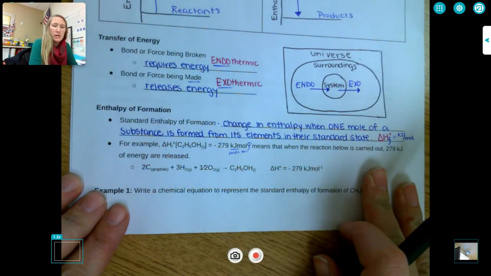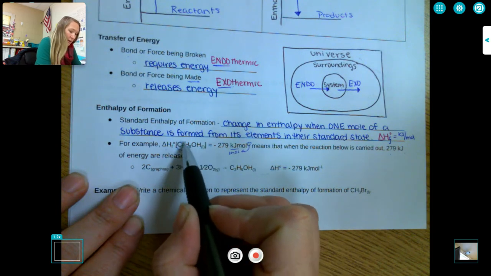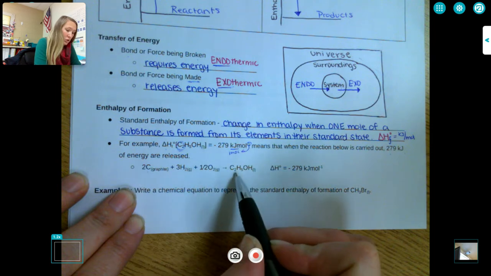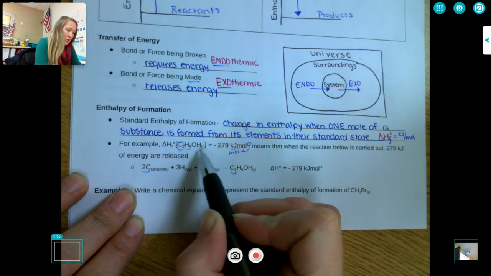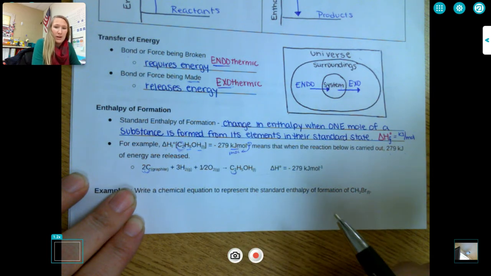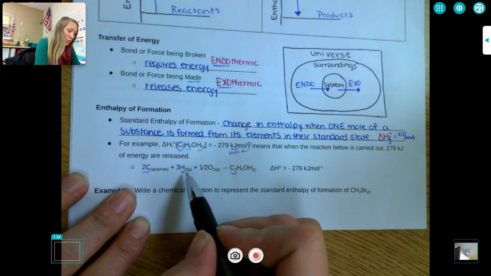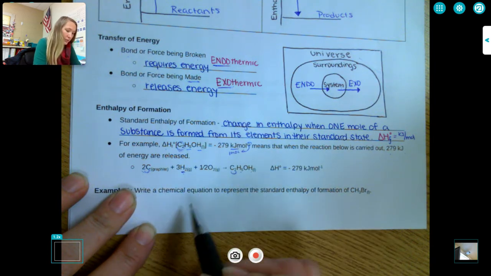Things are formed from their individual elements. So inside of this, I have carbon. The most elemental form of carbon is C. And I have 2 carbons, so I have 2C. Then I have hydrogen. The most elemental form of hydrogen is its diatomic state. So hydrogen, H2, I have 5 and 1, that's 6, so 3H2.